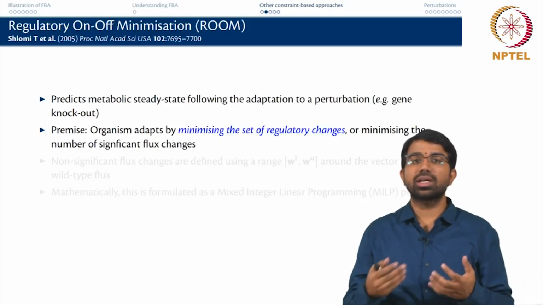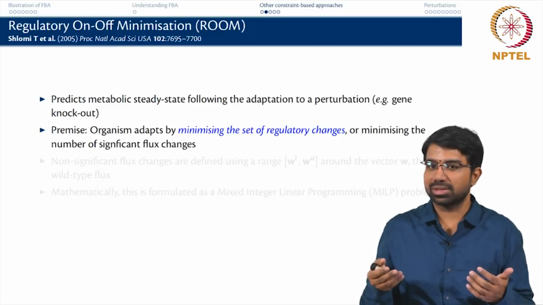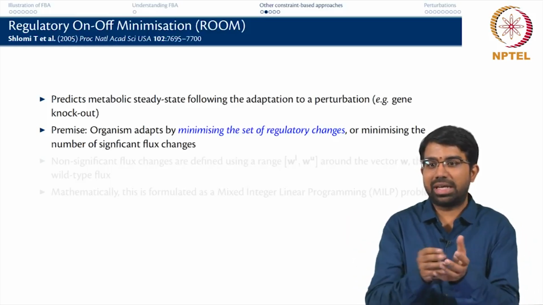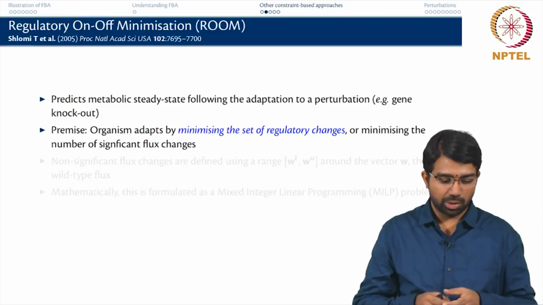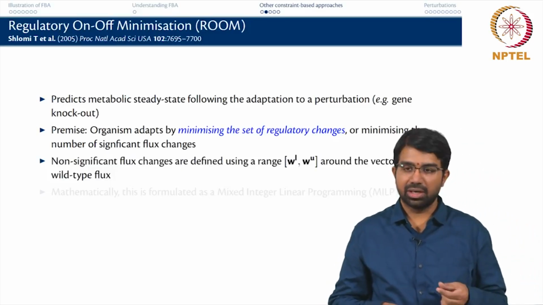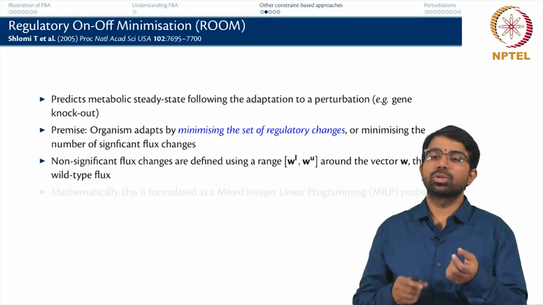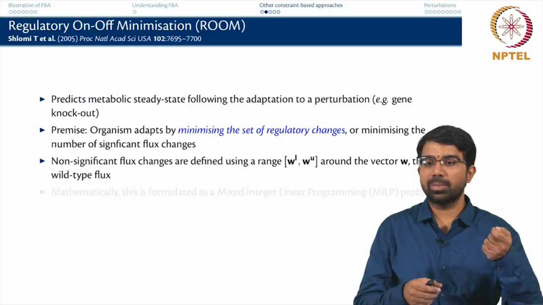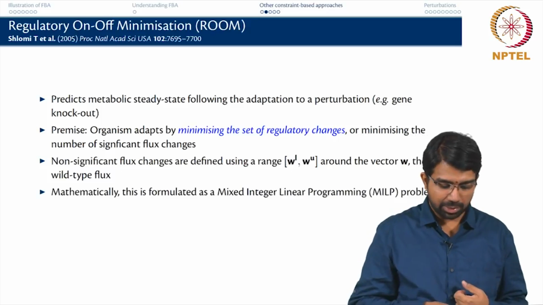So, here the premise is the organism adapts by minimizing the set of regulatory changes, which makes somewhat more sense, right. So, the organism only says my budget for reorganization is about 10 enzymes. So, I will try to change 10 fluxes and try to keep as close as possible to the original vector. So, non-significant flux changes are defined using a range and ignored, right. So, you basically say that flux can change by 2-3%, it is not a big deal, but any change more than 5% I want to minimize it. The number of 5%, 10% changes will be minimized.